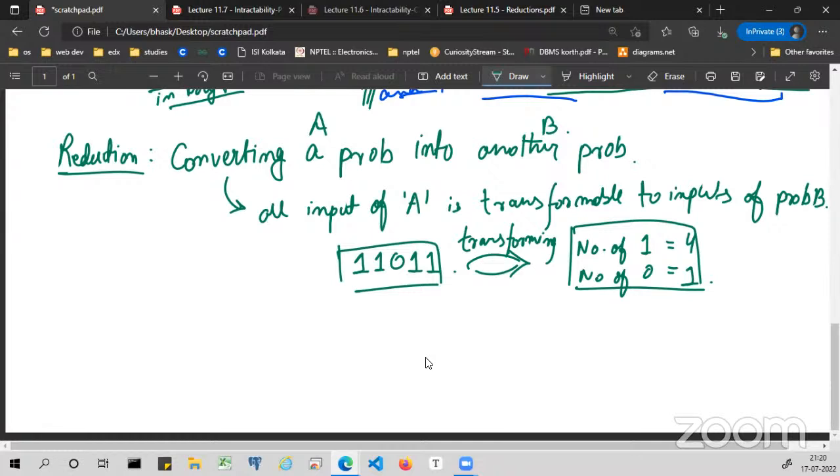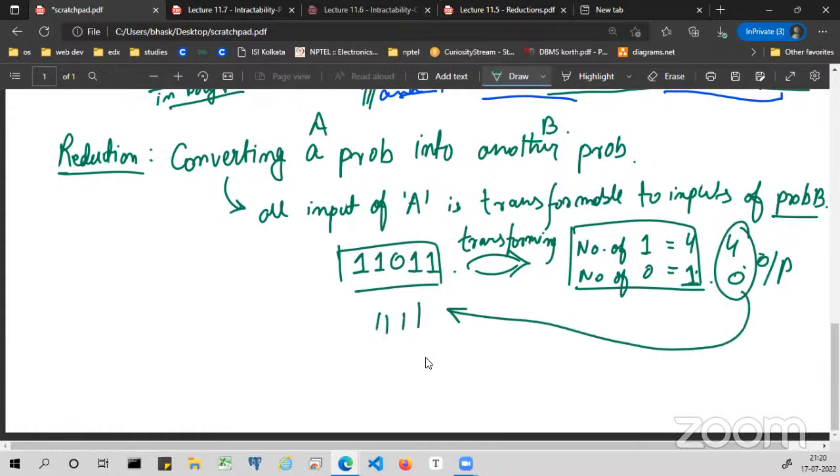So let's say problem B actually deletes all the zeros, right? The problem simply takes a binary string and prints a binary string. So problem B would say there is a 0 there, so it deletes that 0 and it would return: number of 0s is 0 and number of 1s is 4. This is the output of problem B. The corresponding mappable output to problem A would be 1 1 1. Fine.